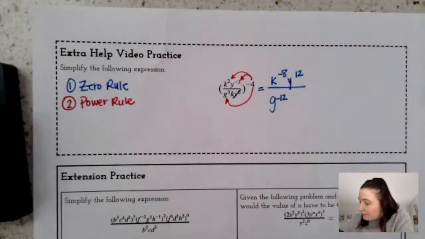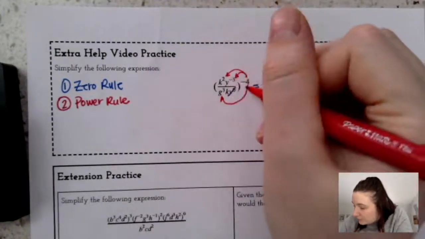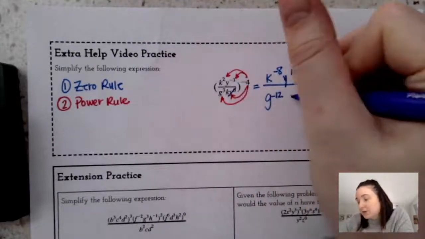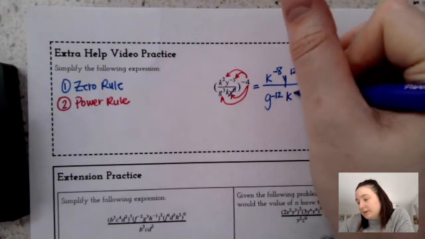And then don't lose that little k right there. I almost missed it. And since the k has no exponent, it's just to the 1. So 1 times -4 gives me -4.